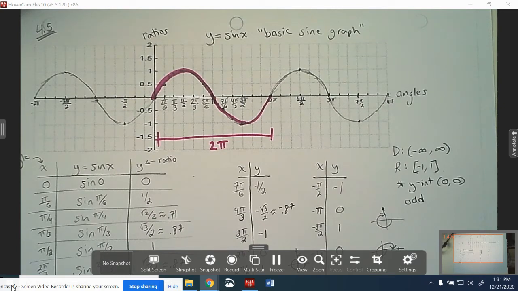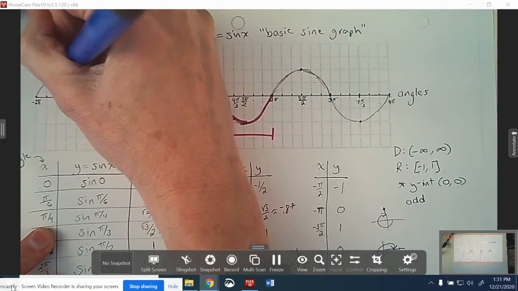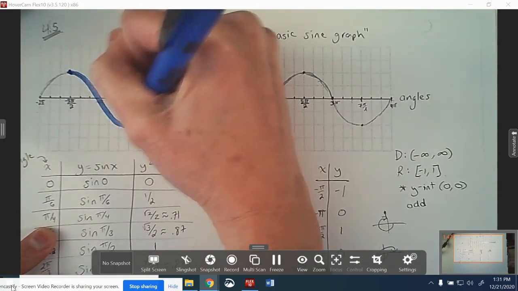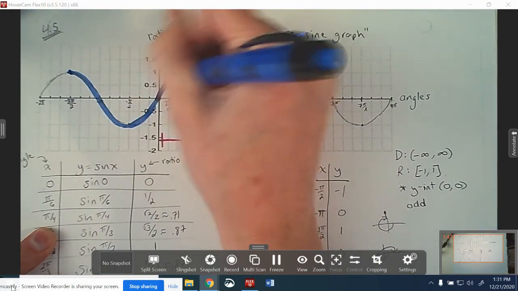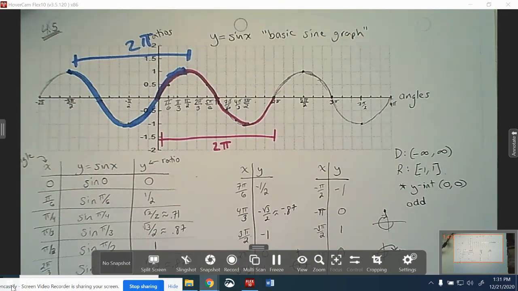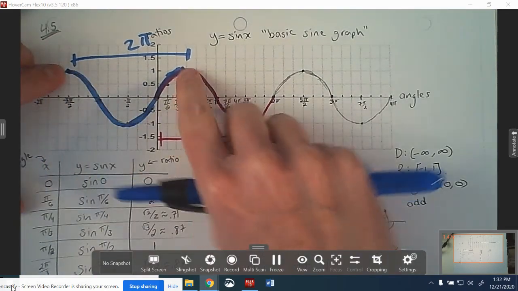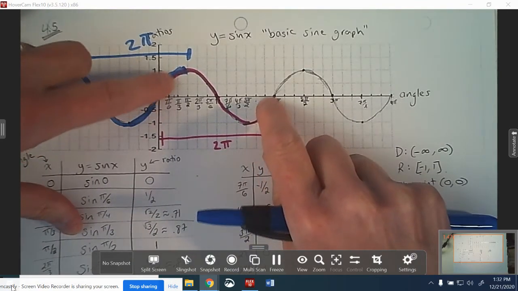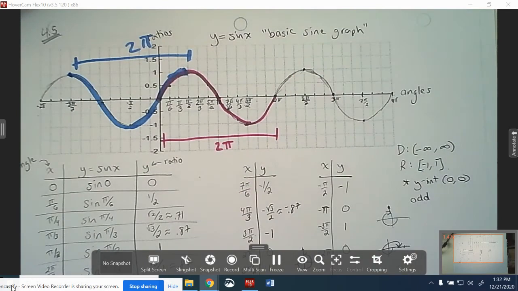For example, if we were to look at this piece, let's look from here to here. That right there is a length of 2 pi. That's a 2 pi interval. Does the graph repeat after that? Sure, because if I were to trace this part of the graph and then continue tracing, the graph is doing the same exact thing over again. Every 2 pi units, the graph repeats.